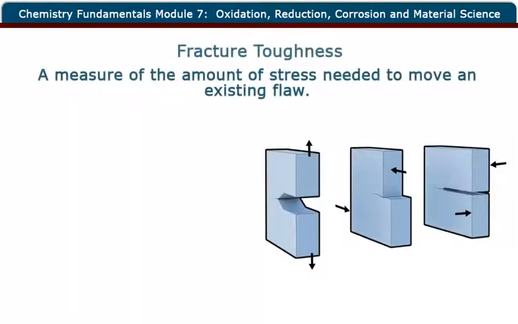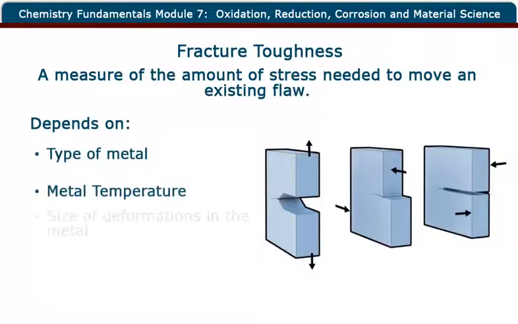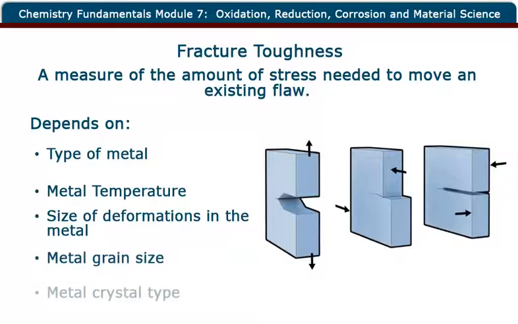Fracture toughness is a measure of the amount of stress needed to move an existing flaw. It depends on the type of metal, the temperature of the metal, the size of the deformations in the metal, grain size, and the metal crystal type.